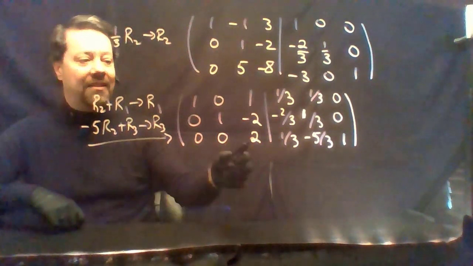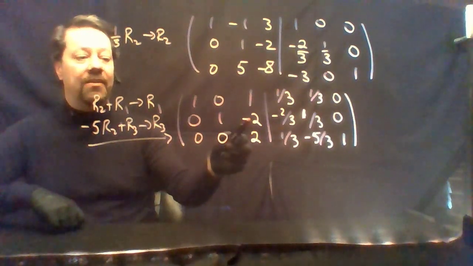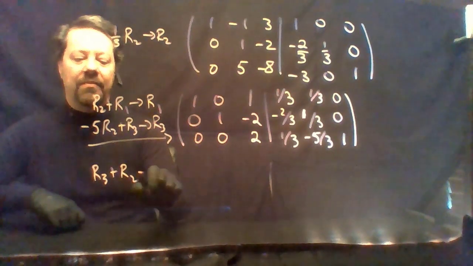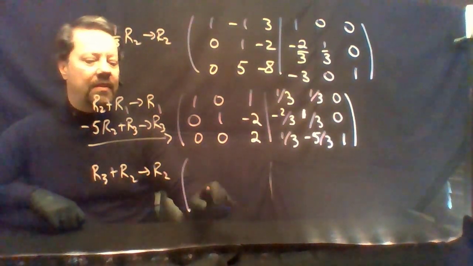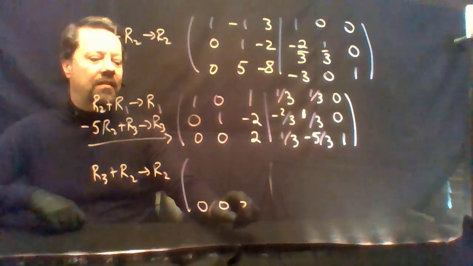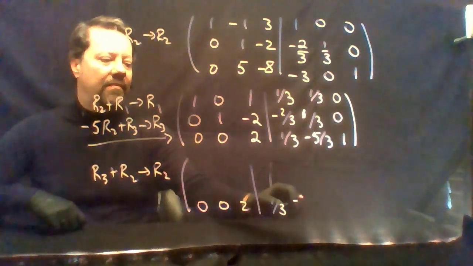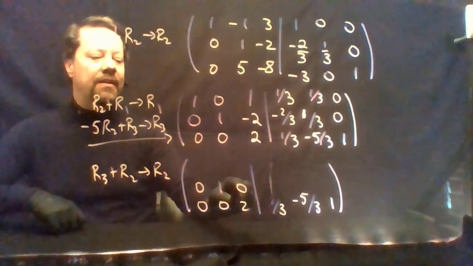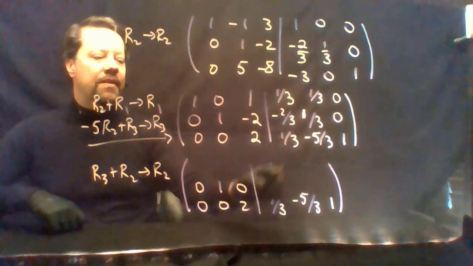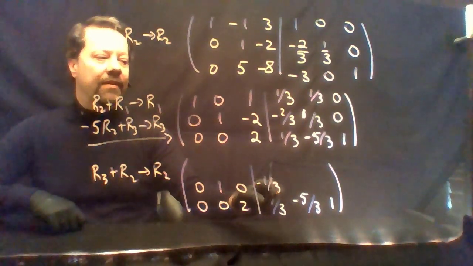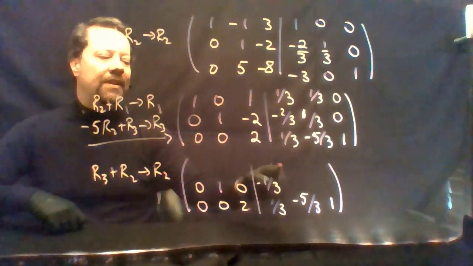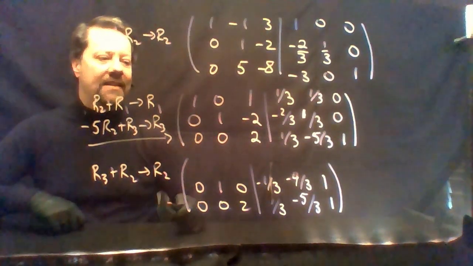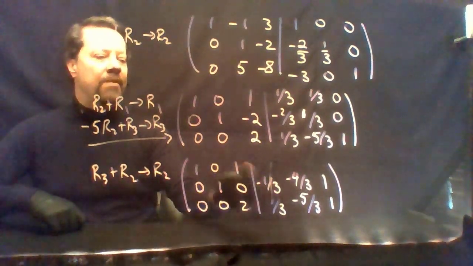An easy calculation to do right away is to take row 3 and add it to row 2. That'll give us 0, 1, 0. 1/3 and -2/3 is -1/3. -5/3 plus 1/3 is -4/3. And then we get a 1 in this last position. The first row remains unchanged.